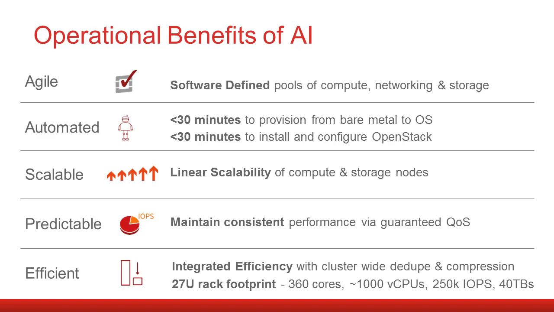And so this leads to some great operational benefits of Agile Infrastructure. Because of that, you get that whole concept of software-defined and dynamically allocated pools of compute, network, and storage. We're able to go from bare metal to OpenStack within 30 minutes or so. Install and configure OpenStack in another 30 minutes. And linear scalability of just plugging in compute and storage nodes as you go. And at the end of the day, being able to really operate this efficiently at scale.